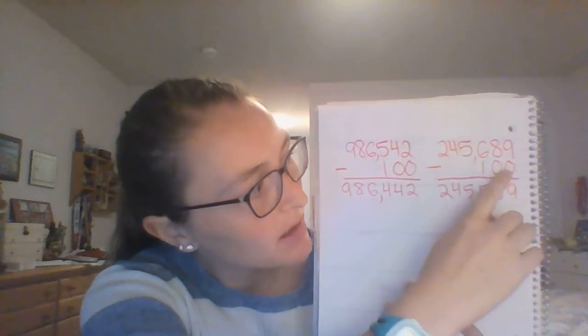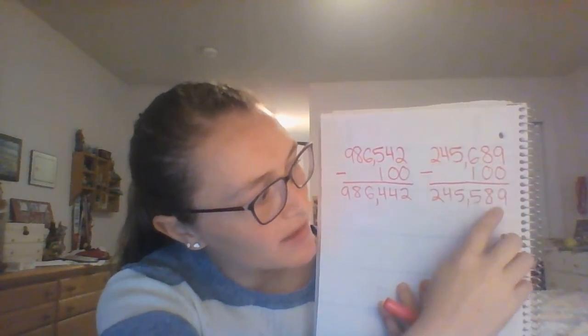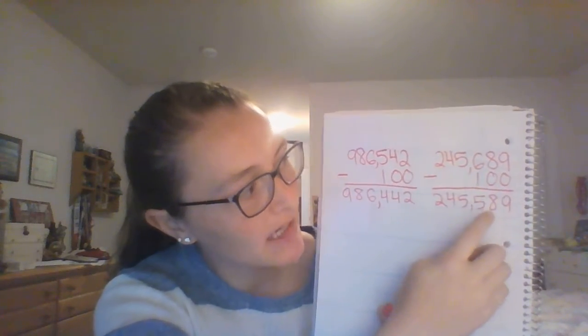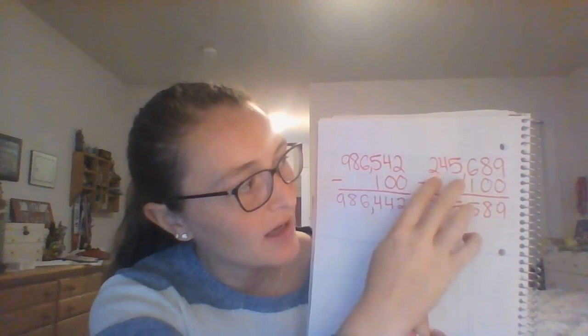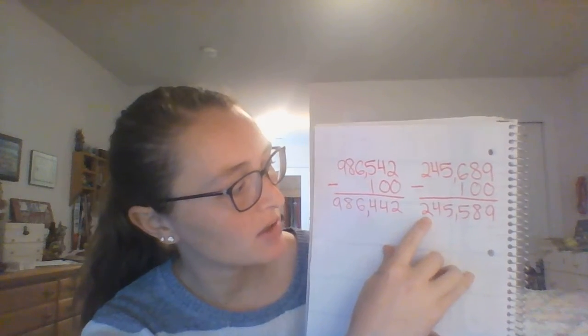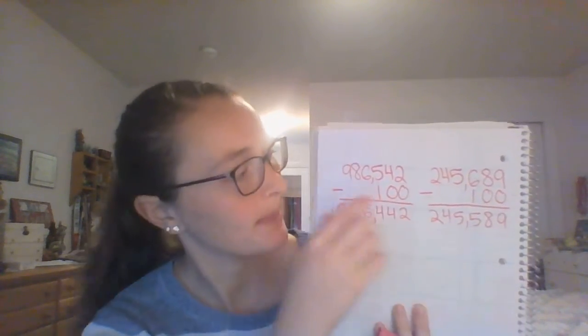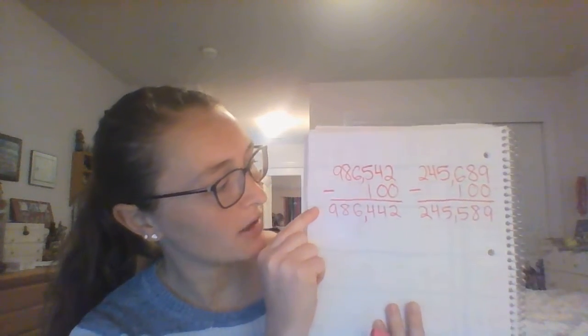So here are my solutions. When we are subtracting, we're going to start on the right, and 9 minus 0 is 9, 8 minus 0 is 8, 6 minus 1 is 5, and our 5, 4, and 2 just come down. Also bring down the comma. So our 100 less than our smallest number is 245,589. And then over here it's very similar.